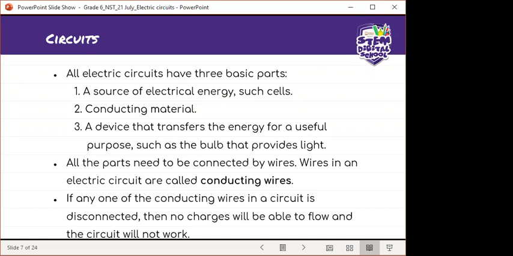So remember, the three basic parts of an electric circuit are the source of the electrical energy, the conducting material, as well as a device that will transfer the energy for a useful purpose. Okay.